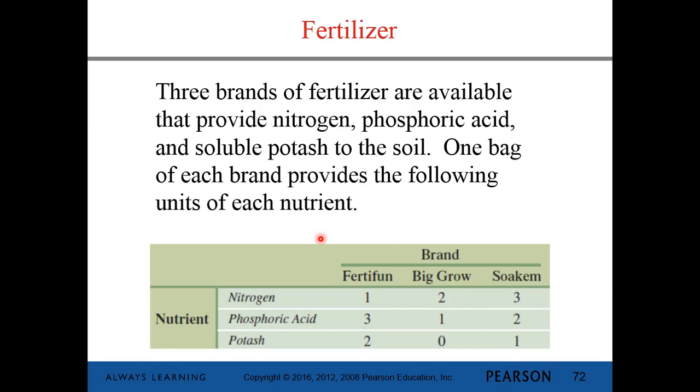Now what about this one? Here's an example with fertilizer. There are 3 brands of fertilizer available that provide nitrogen, phosphoric acid, and soluble potash to the soil. One bag of each brand provides the following units of each nutrient. We have Fertifun, Big Grow, and Soakum, and in each brand we have these units of the minerals.